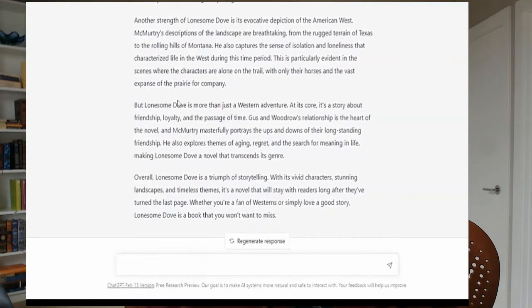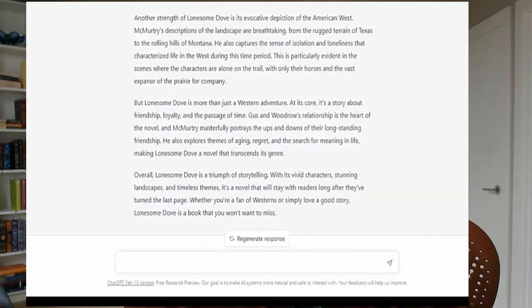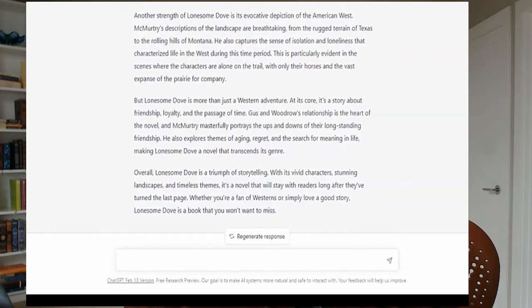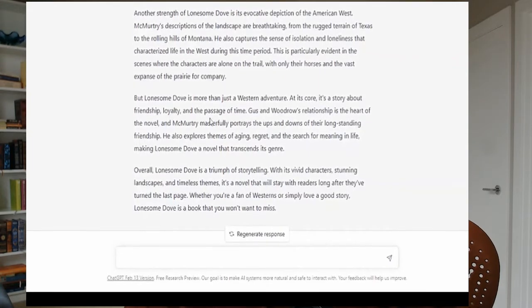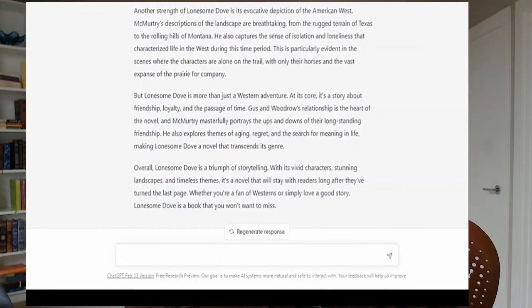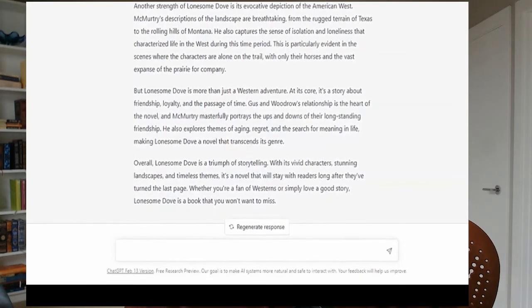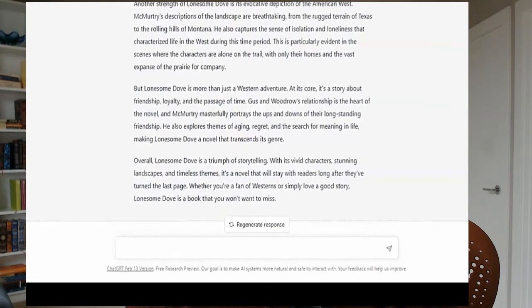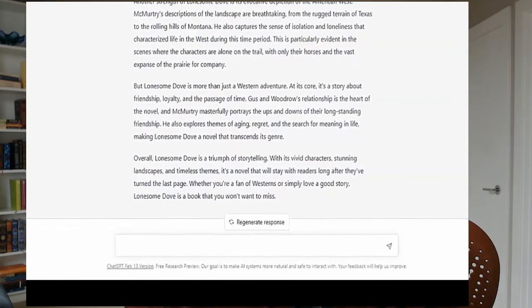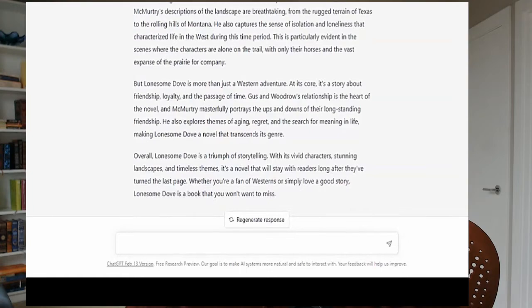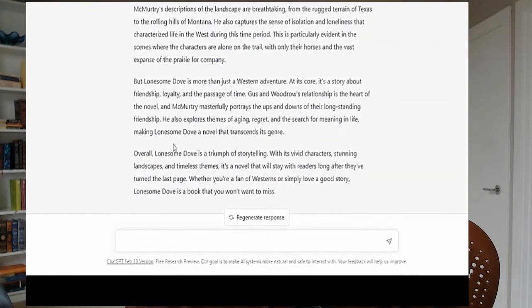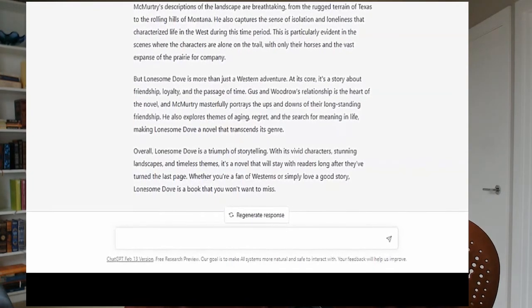But Lonesome Dove is more than just a Western adventure. At its core, it's a story about friendship, loyalty, and the passage of time. Gus and Woodrow's relationship is the heart of the novel, and McMurtry masterfully portrays the ups and downs of their long-standing friendship. He also explores themes of aging, regret, and the search for meaning in life, making Lonesome Dove a novel that transcends its genre.